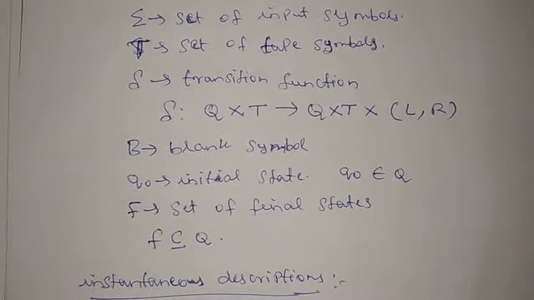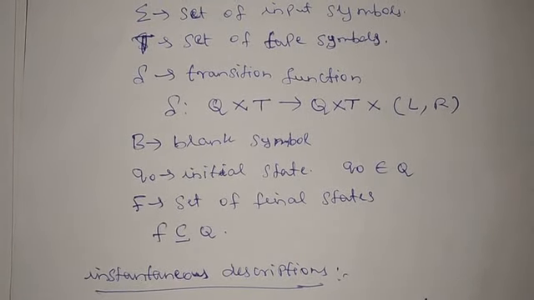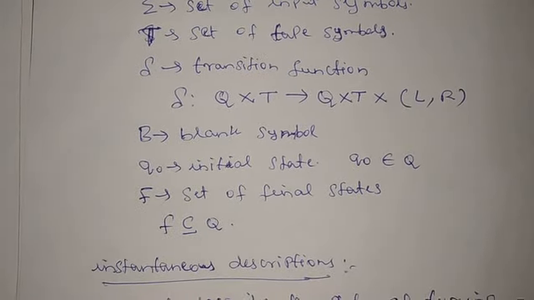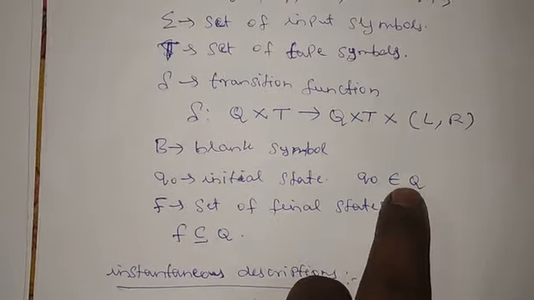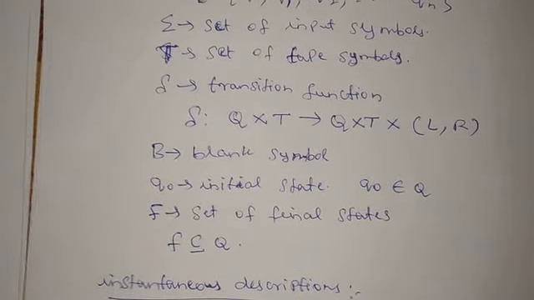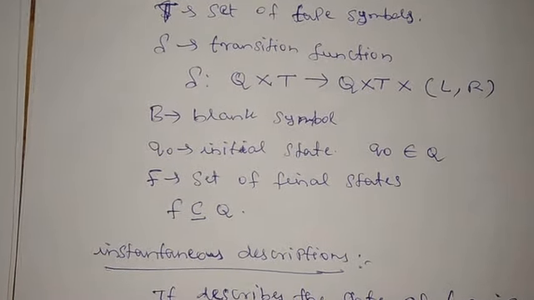Q0 is called the initial state. There can be only one initial state in a Turing machine. Q0 is a member of Q, where capital Q is the set of states. F is called the set of final states, and F is a subset of Q.